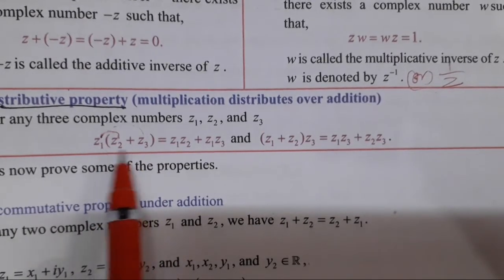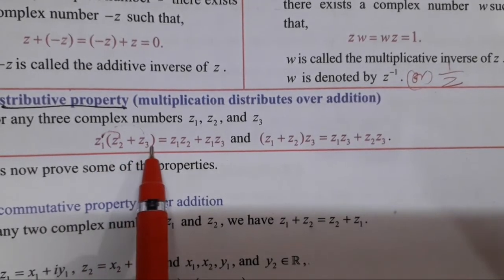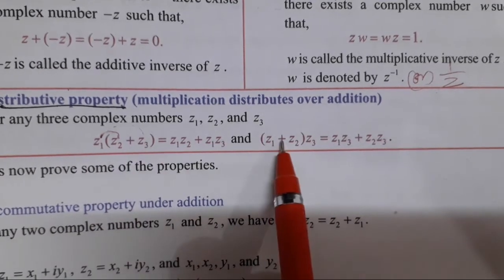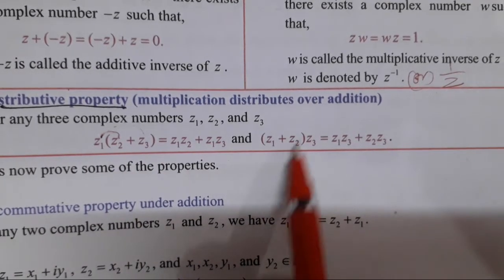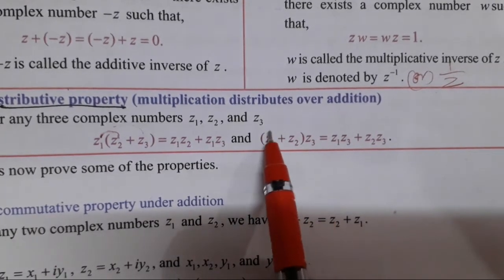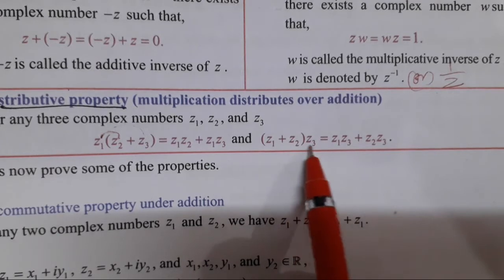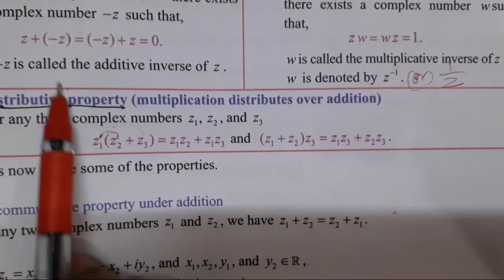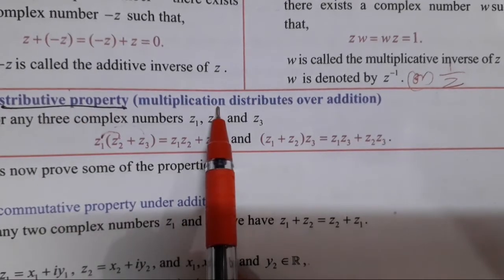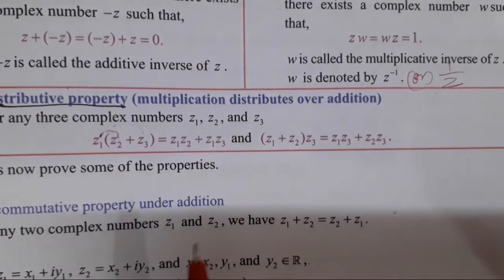Multiplication distributes over addition. z1 into z2 plus z3 equal to z1 into z2 plus z1 into z3. Similarly, z1 plus z2 into z3 equal to z1 into z3 plus z2 into z3. This is what? Distributive property. The distributive property, multiplication distributes over addition.